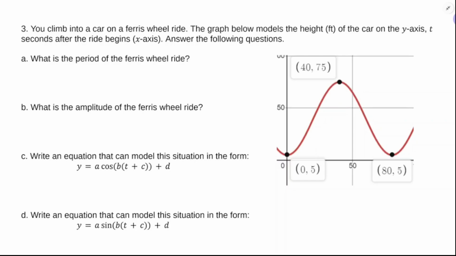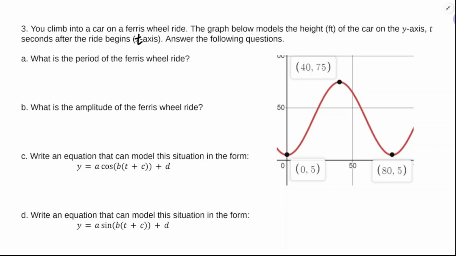All right, the next example is a Ferris wheel ride. So you climb into the car on the Ferris wheel ride, and the graph below models the height in feet of the car on the y-axis t seconds after the ride begins. And I might say, it can be the t-axis. We just had one like that. We're going to answer these questions.